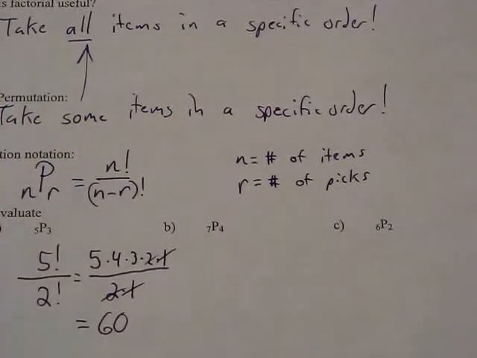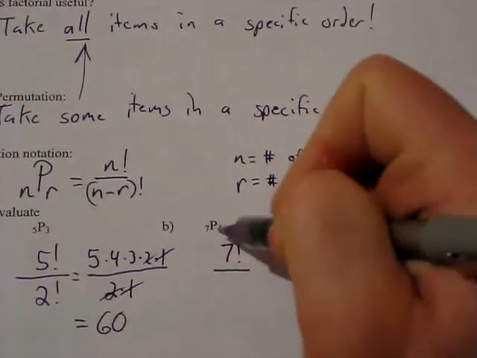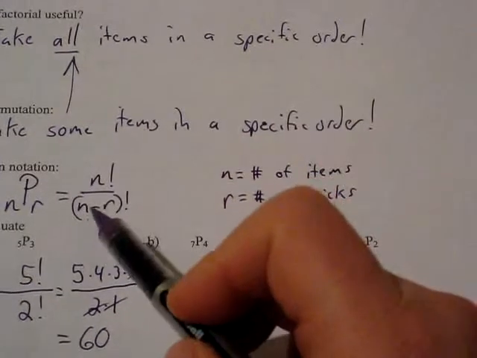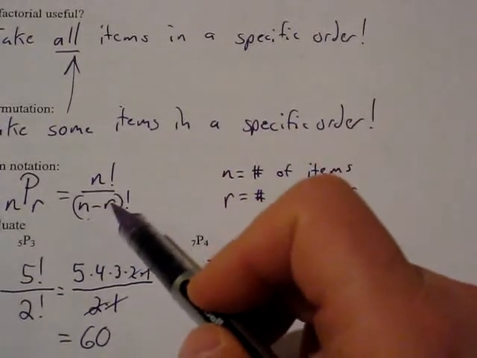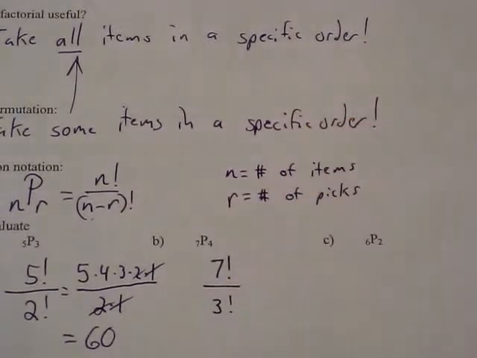Now take a look at this one. This is having 7 items and choosing 4. The denominator is 7 minus how many we're choosing, so 7 minus 4. This gives me 3 factorial.